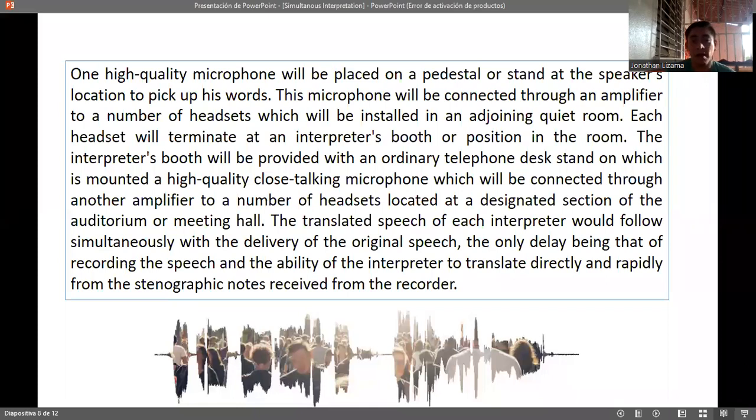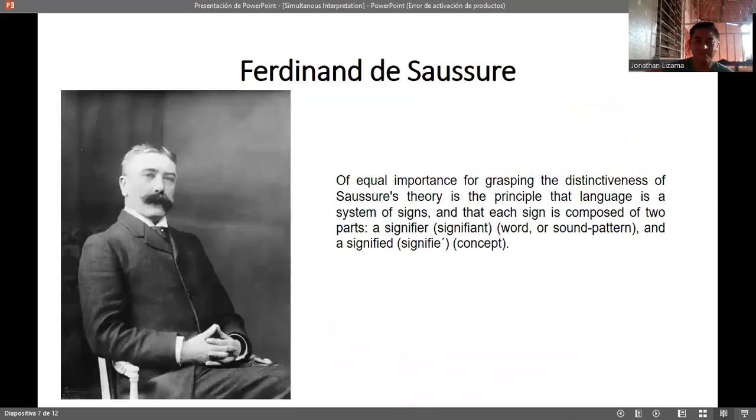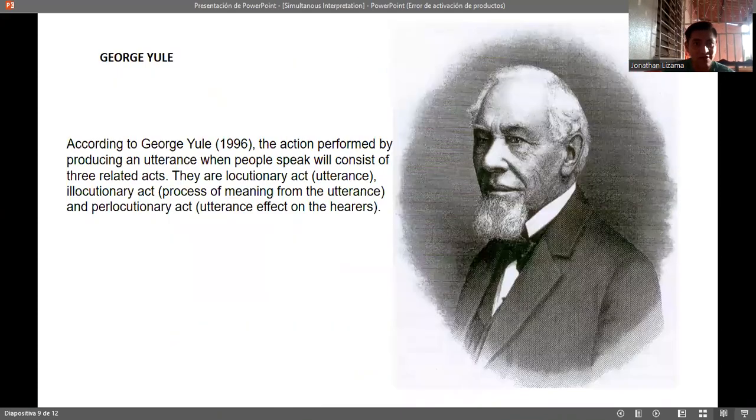One high quality, this is about the Nuremberg trials. It says, one high quality microphone will be placed on a pedestal or stand at the speaker location to pick out his work. This is simultaneous interpretation, right? This was put in 1945 in these Nuremberg trials.